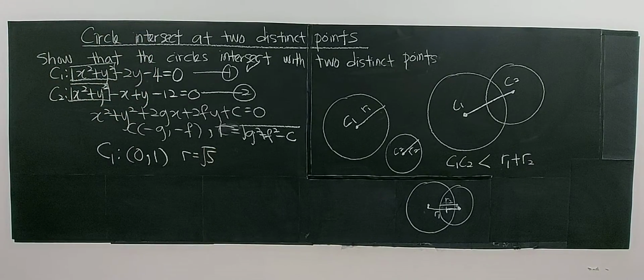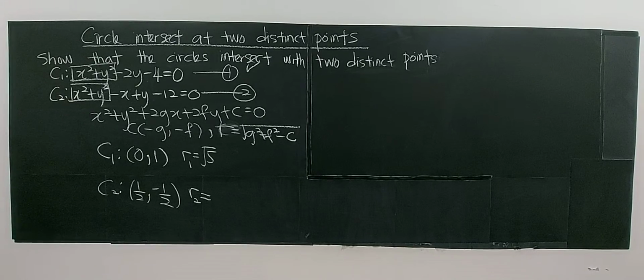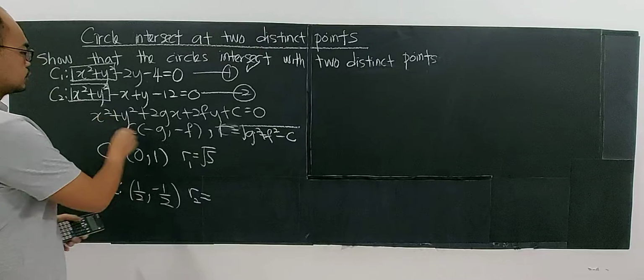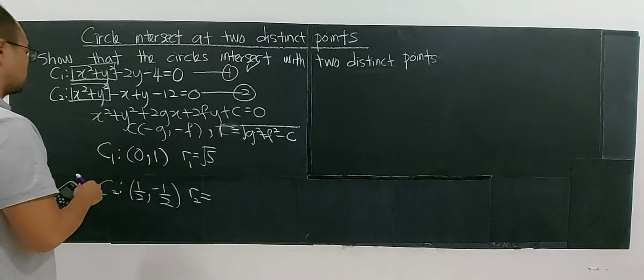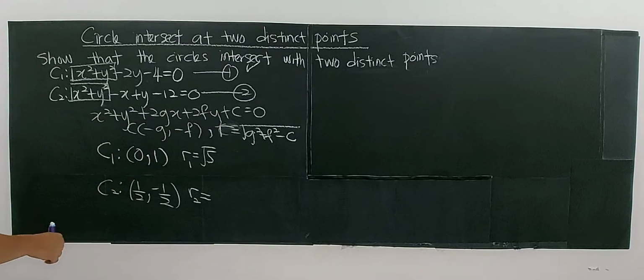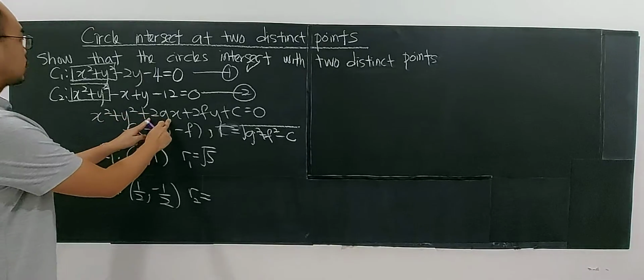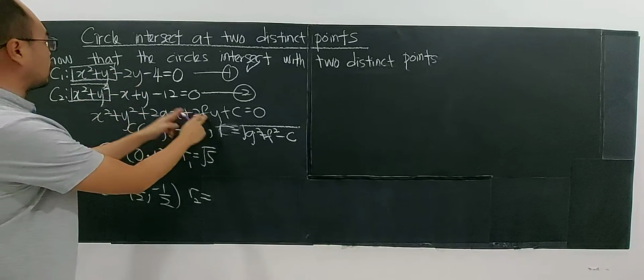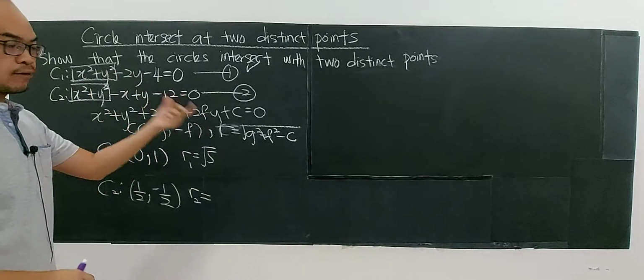Let's look at the center of the second circle. From the result I find using the general equation, I compare 2g with 0, and 2f with negative 2, and I can get the value of f.